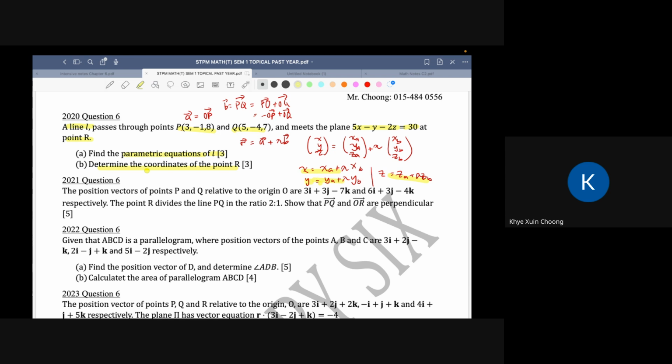Okay, so the next question is 2021. The position vectors of points P and Q relative to the origin are this one and this one respectively. The point R divides the line PQ in the ratio 2 to 1. Show that PQ and OR are perpendicular. Okay, so it has 2 points P and Q. Let us draw it up.